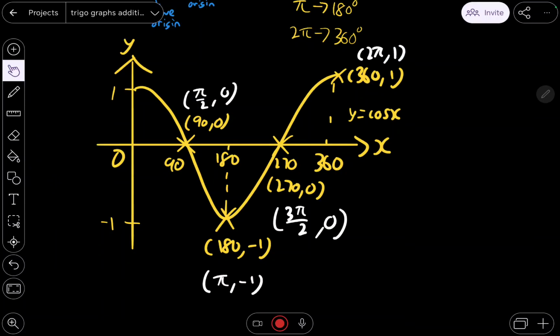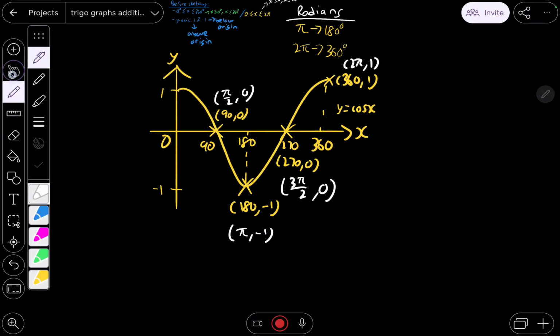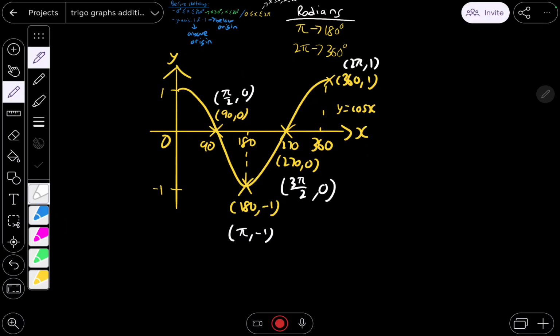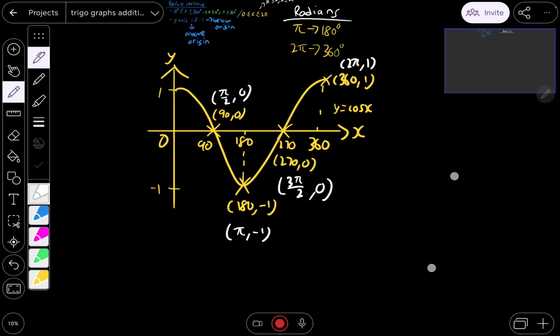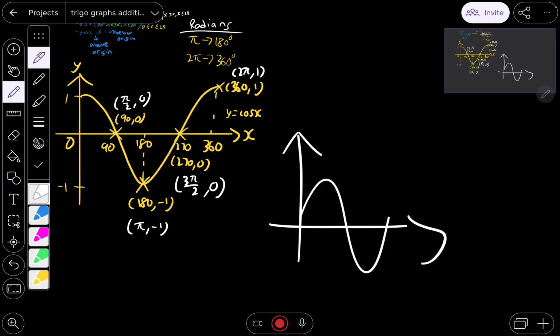Okay, so do you notice something different between sin x and cosine x? You do notice that the 180 and the 360 is 1. Okay, so if I draw a sin x graph, let's just say, this is 90, 1, 180, 270. So do you notice something?